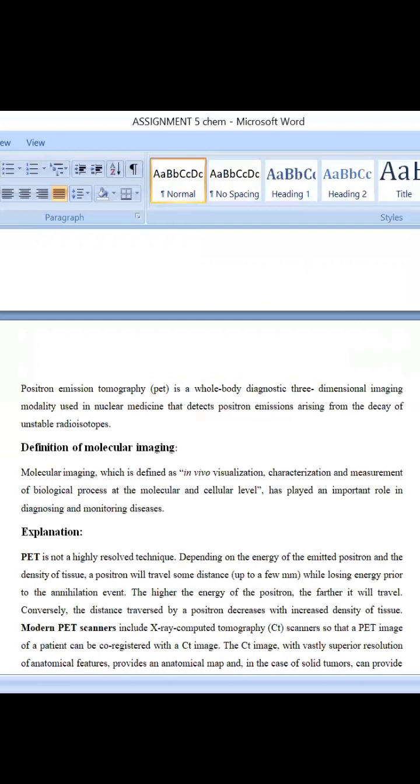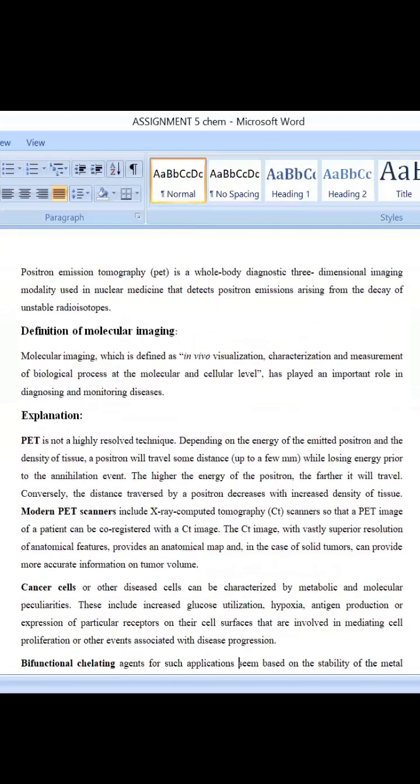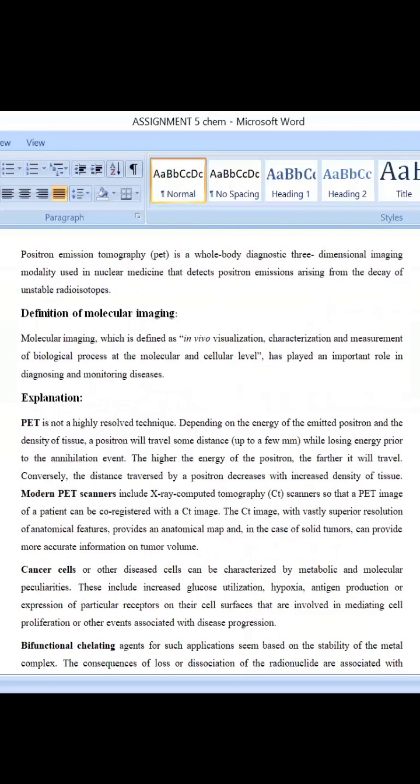Explanation: PET is not a highly resolved technique. Depending on the energy of the emitted positron and the density of tissues, a positron will travel some distance, up to a few millimeters, while losing energy prior to the annihilation event. The higher the energy of the positron, the further it will travel. Conversely, the distance traversed by a positron decreases with increased density of tissues.